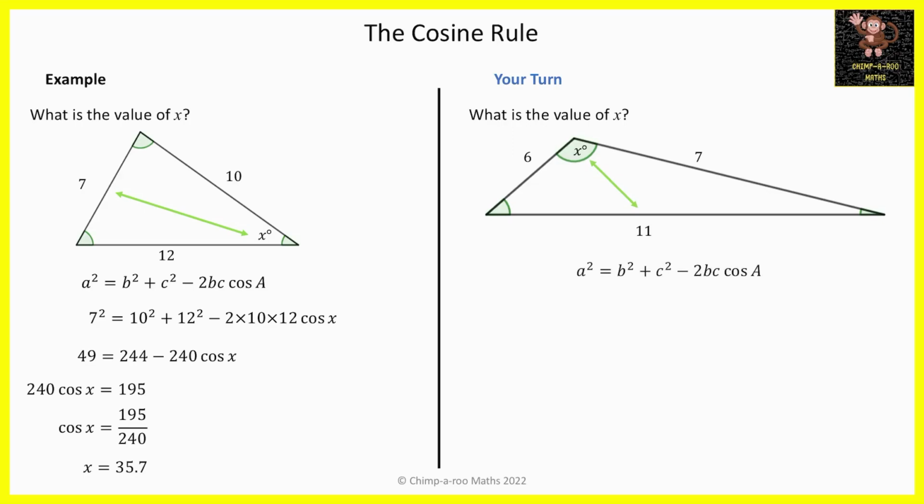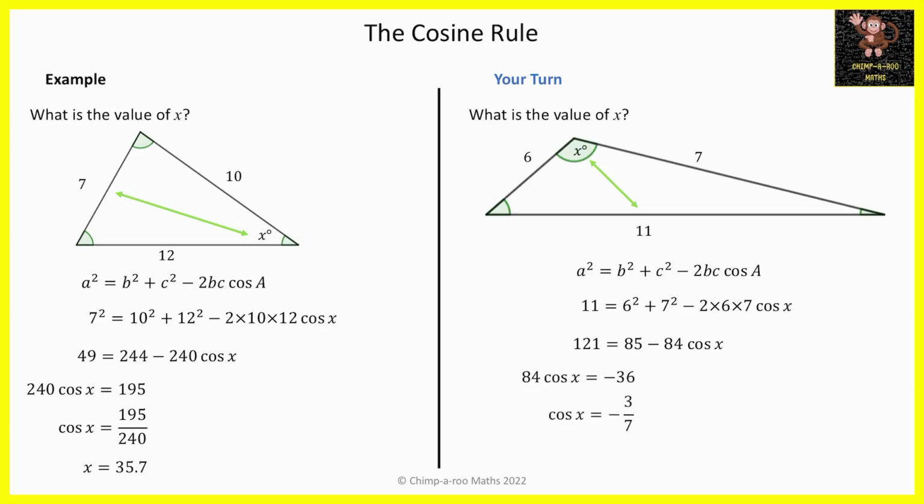Okay, so a squared equals b squared plus c squared minus 2bc cos A. 11 squared in place of a squared. This time, when we do it, we've got 121 is 85 minus 84 cos x. Well, what does 84 cos x equal? If you're taking away from 85 to give you 121, it must be a negative value, which is minus 36. So 84 cos x is minus 36. If we divide both sides by 84, we get minus 3/7.